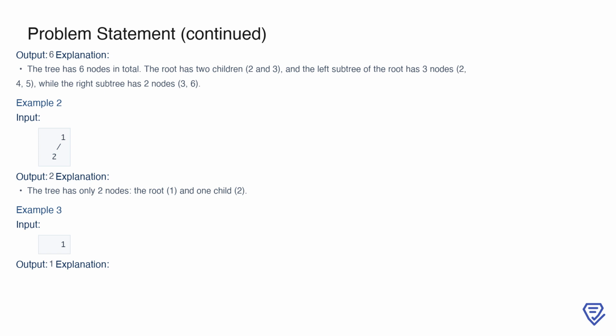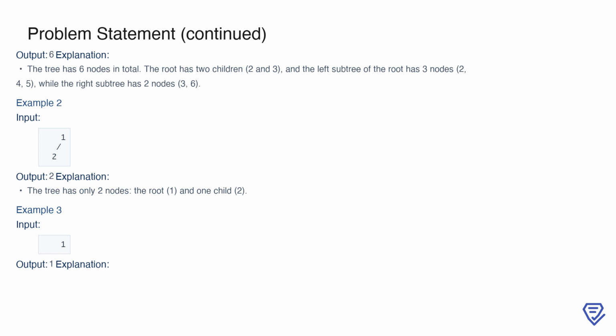In the first example, the tree has 6 nodes in total. The root node, 1, has 2 children, 2 and 3. Node 2 has 2 more children, 4 and 5, while node 3 has only 1 child, 6. Because this is a complete binary tree, all levels are completely filled except for the last one, which is filled from the left. Therefore, the output is 6.